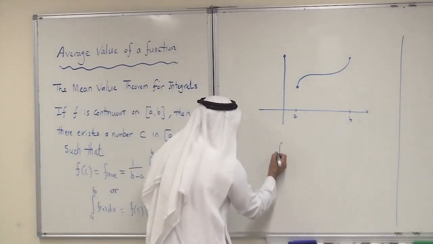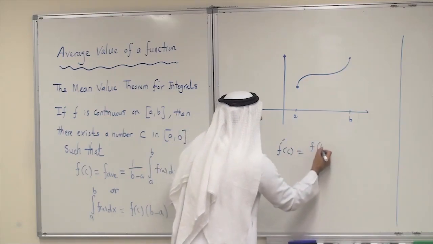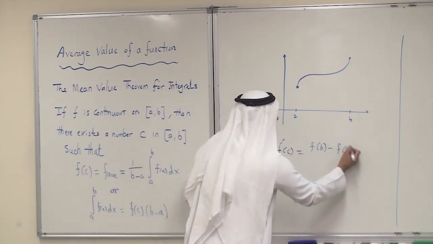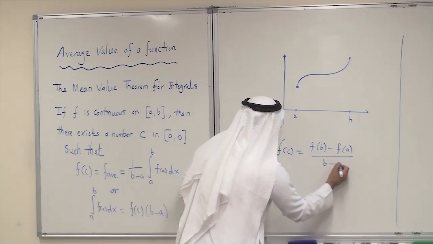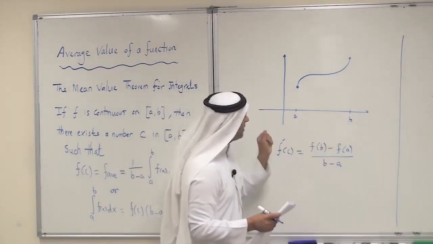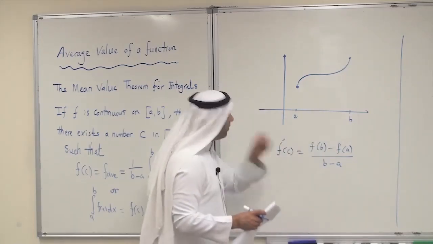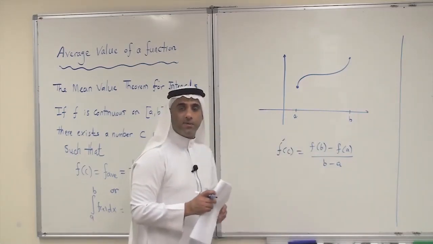There is always a c such that f prime of c is equal to f of b minus f of a, divided by b minus a. We said if f is continuous over the closed interval and differentiable over the open interval, this is always guaranteed by the mean value theorem for derivatives.